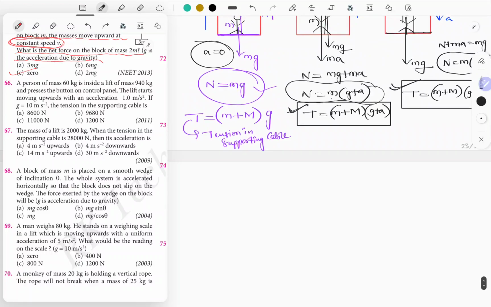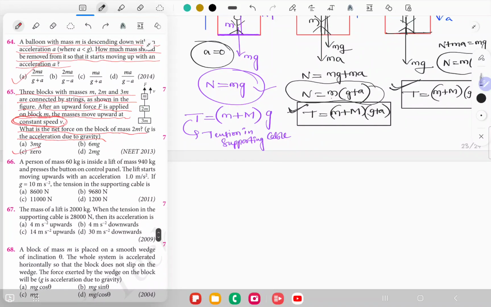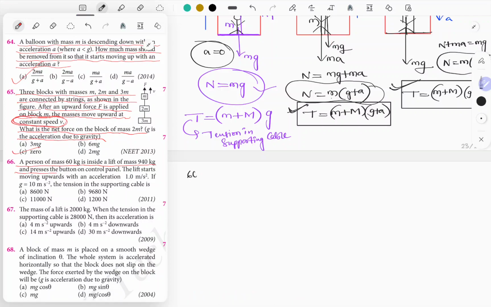So let me solve this question. What is the question they have given? A person of mass 60 kg is inside a lift of mass 940 kg. Question number 66. So this is the lift. Mass of this person is 60 kg. Lift mass is 940 kg.